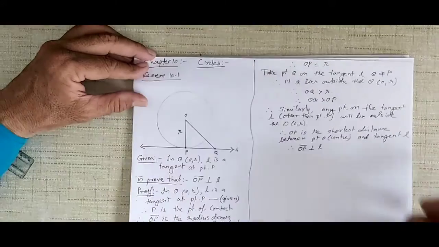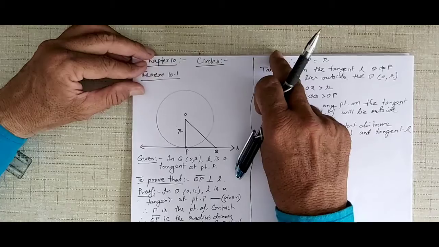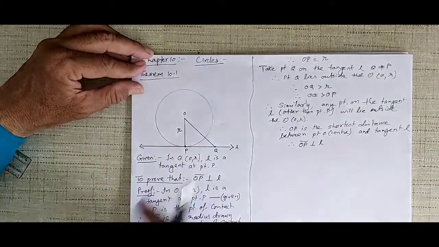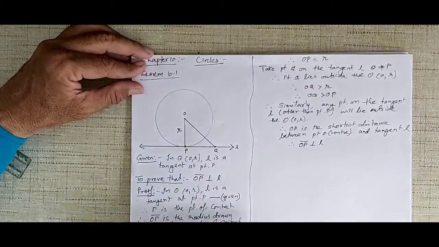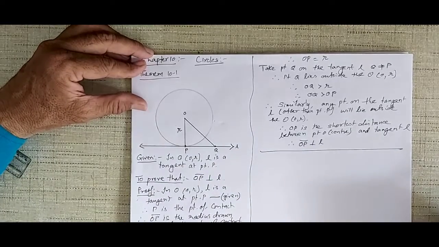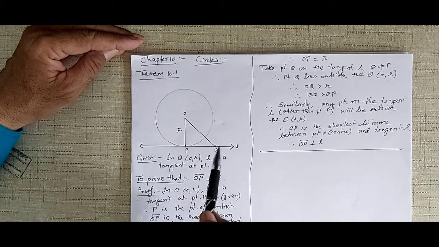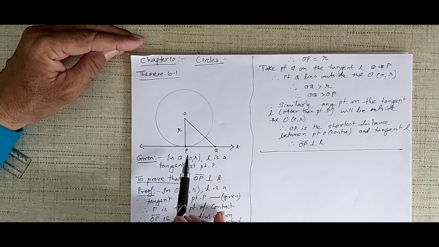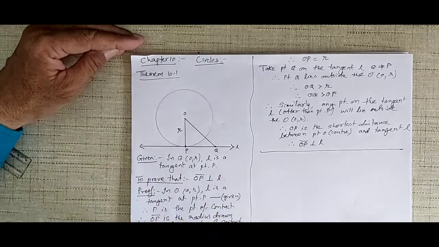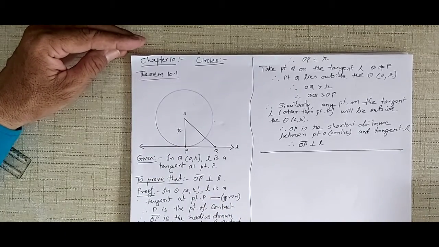If I want to draw a line from this edge of the paper to this edge of the paper, you can draw it in a number of ways. But the shortest distance between them will always be the perpendicular distance. So therefore, OP is perpendicular to L. Alright, so this is theorem number 10.1. If a tangent is drawn to a circle at point P, then the radius drawn to the point of contact is perpendicular to the tangent at the point of contact. You can use this in various ways.